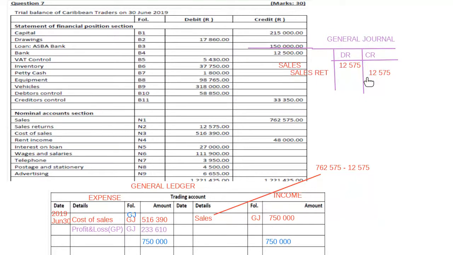Jordan, I hope that you are answered, but please let me not confuse you with the GJ. I'm just trying to show you the differences here. I just want to finish what the general ledger account.